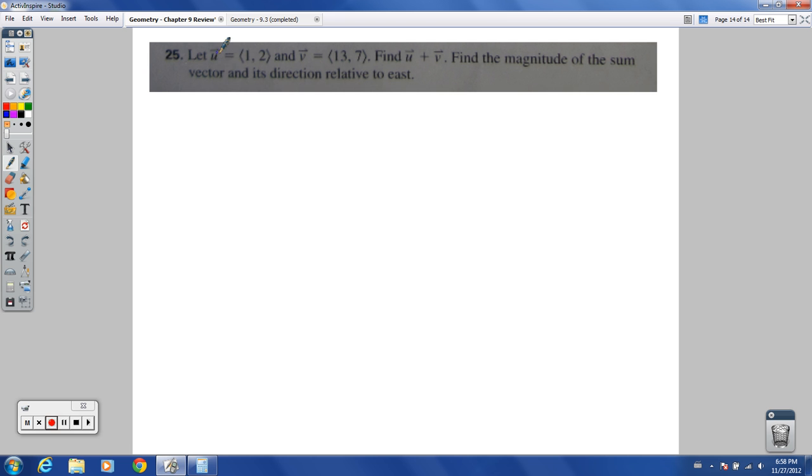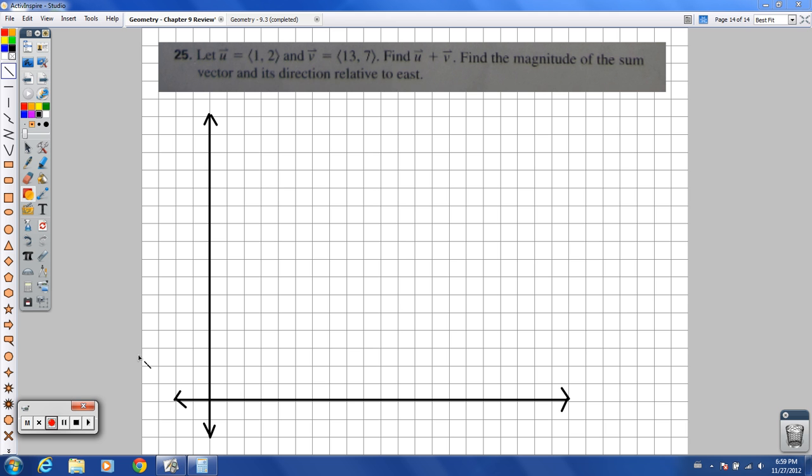Let vector u be this, vector v is going to be this, and then we're trying to find vector u plus vector v. Find the magnitude of the sum vector and its direction relative to east. And so here I've drawn in what I need. I just need the quadrant 1 for this because I just have positive vectors here and I'm adding the vectors together. There's no subtraction of vectors here, so I can say that is the case.